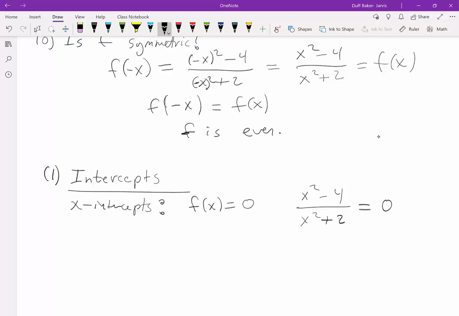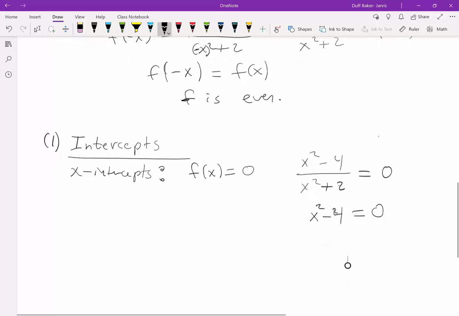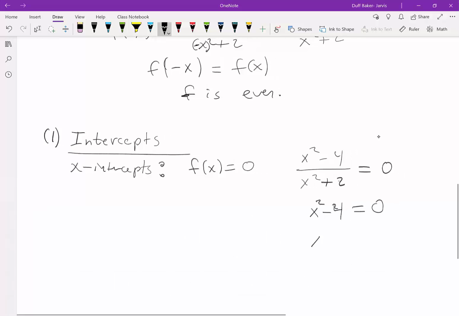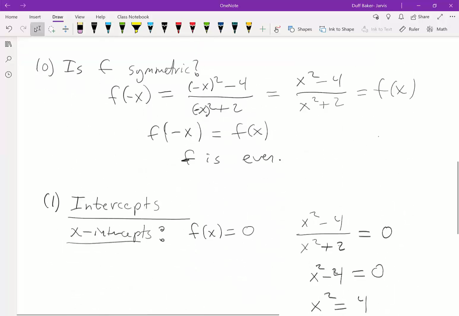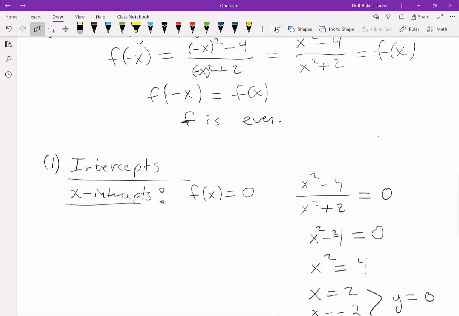Well, if you think about it, the only way a fraction can be 0 like this is if the numerator is 0. So this really means x squared minus 4 has to be 0. And so x has to be either x equals 2, or x could be minus 2. So remember, because it's an x-intercept, this will be y equals 0. Right? So those are the x-intercepts. If we put these on the graph, we found that we have the points (2, 0) and (-2, 0).